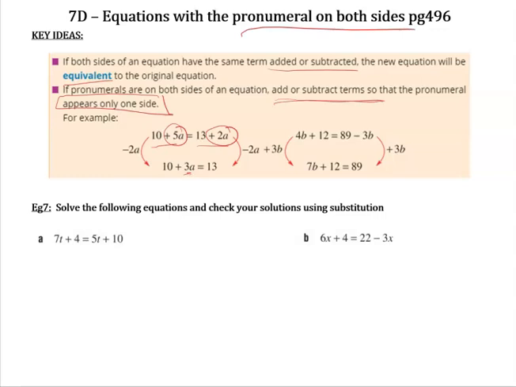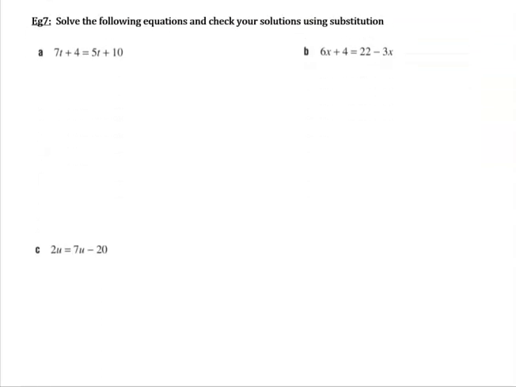And the other one is the opposite. 4b's plus 12 equals 89 minus 3b's. Well, remember, we've got negative b's there. So if I were to add 3b's to both sides, I've got all my b's here, and I don't have any negativity to deal with, at least not in this mathematics situation.